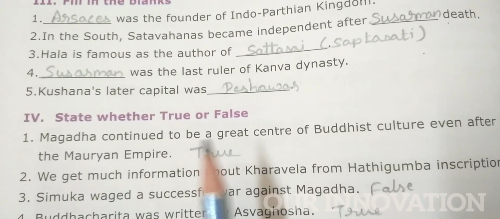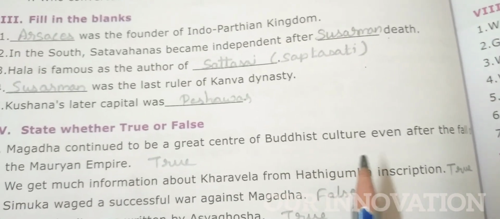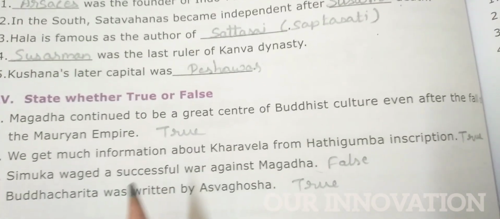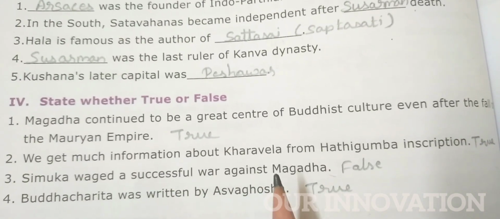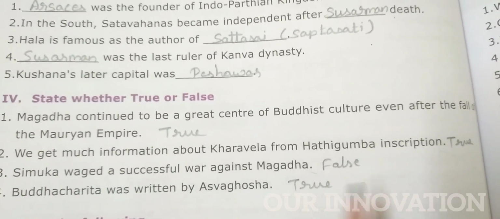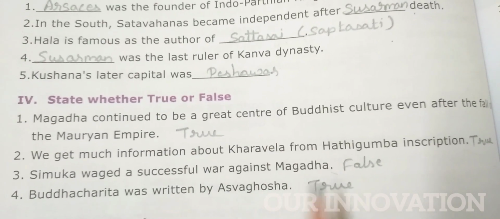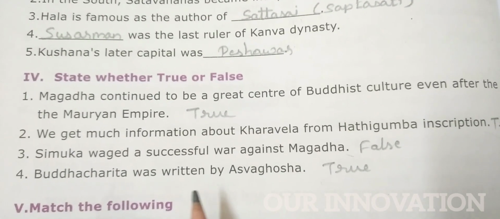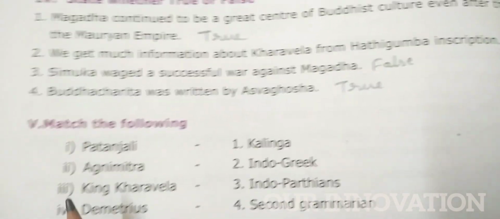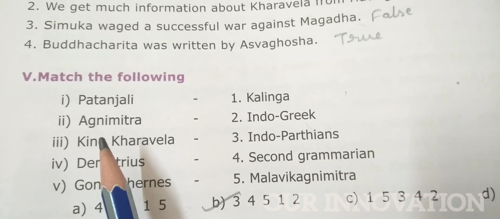Roman letter 4, state true or false. Magadha continued to be the great center of Buddhist culture even after the fall of the Mauryan Empire. True. We get much information about Kharavela from Hathigumpha inscription. True. Simuka waged a successful war against Magadha. False. Buddha Charita was written by Ashvaghosha. True.